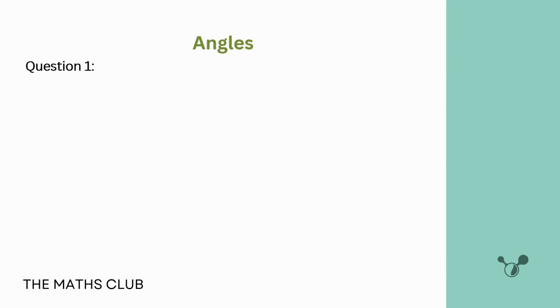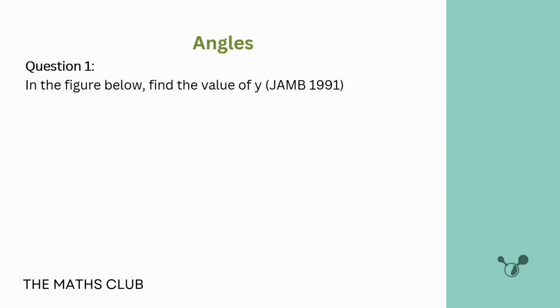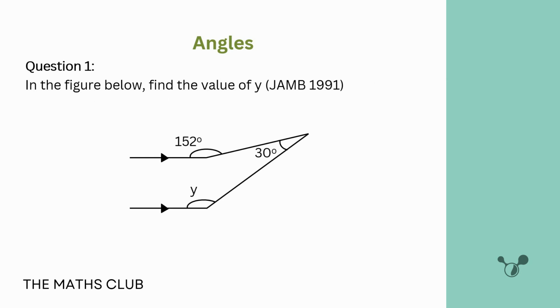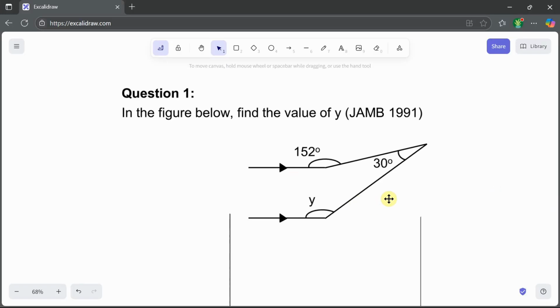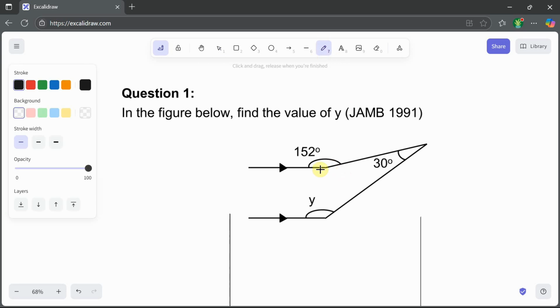Let's see some questions. Question 1 says that in the figure below, find the value of y, from JAMB 1991. I want you to pause the video and try this out yourself. So we have this figure. One thing I want you to know is that whenever you have a parallel line, feel free to extend that parallel line if you need to. Just extend it. Look at this transversal that cuts across, but there's also a line here. This one is not part of the transversal, but these are two parallel lines. So in those two parallel lines, we can see the transversal.